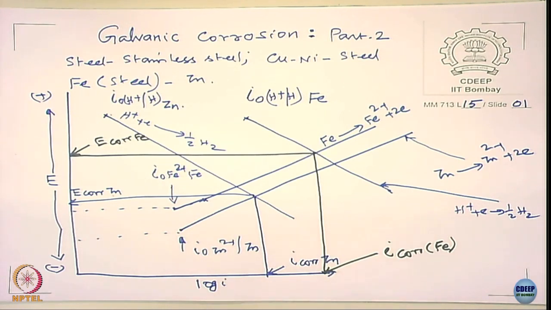How do I proceed further? How do I know, when you galvanically short them, what will be the resultant corrosion rate of iron and zinc? How do you proceed? I have to add the oxidation curves of both, and I have to add the reduction curves corresponding to both the metal surfaces. So I do that. What you can do is just add these two.